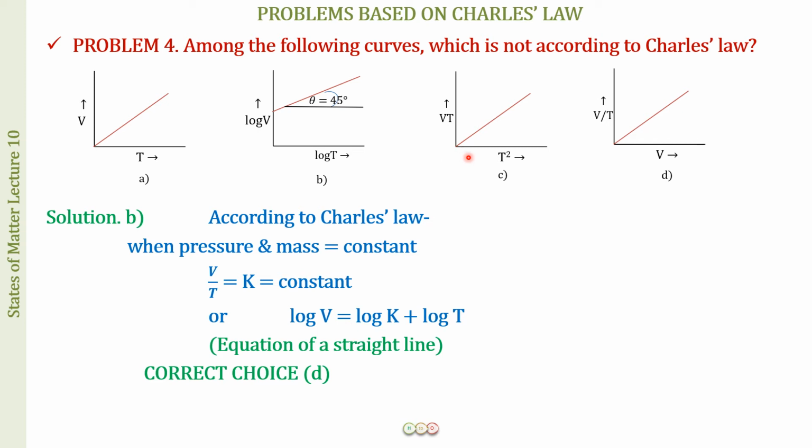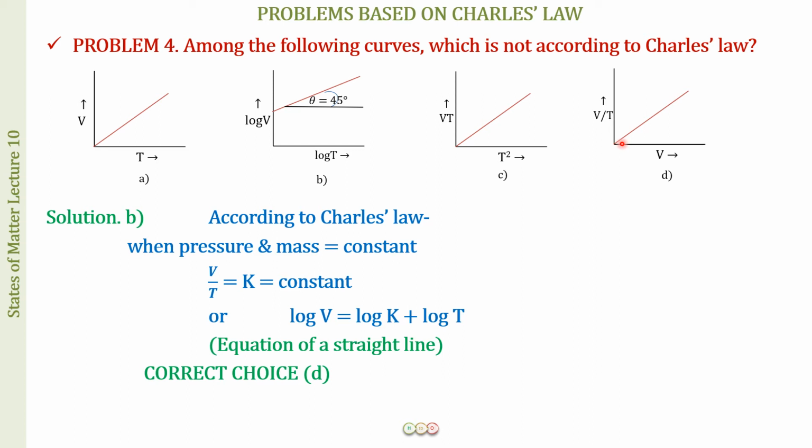Right. So next we move on to this one. So this is Vt by T square. So just simply divide this by T, this by T. What are you going to get? It is going to be again essentially the graph for V versus T. So this is also going to be the same graph as this graph.